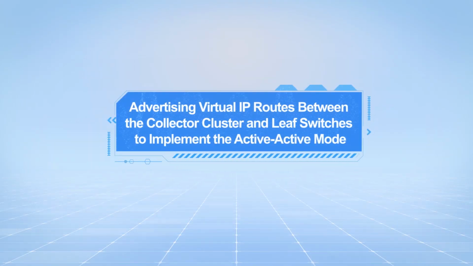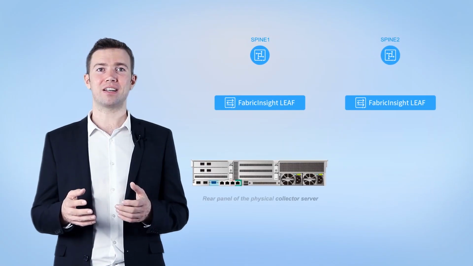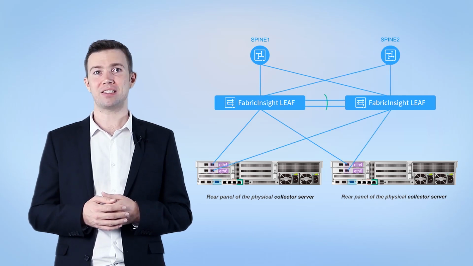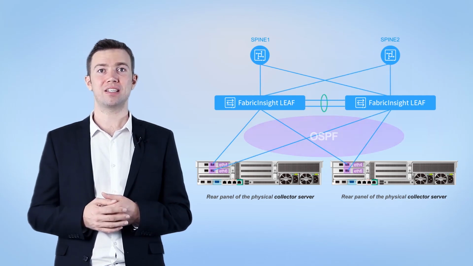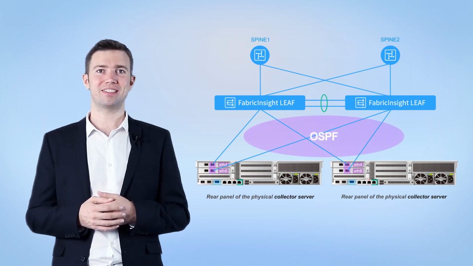Advertising virtual IP routes between the collector cluster and leaf switches to implement the active-active mode. In the collector cluster, an OSPF neighbor relationship is established between the active-active Ethernet 4, Ethernet 6 network ports of each server and the leaf switch.